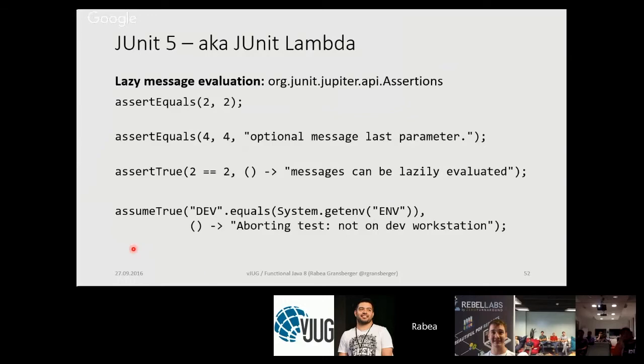JUnit 5 was founded as the JUnit Lambda project, and this means we can also use lambdas. First of all, the optional assert message parameter is now the last one, not the first one anymore. And then you can also have lazy evaluation by just passing in a lambda here.